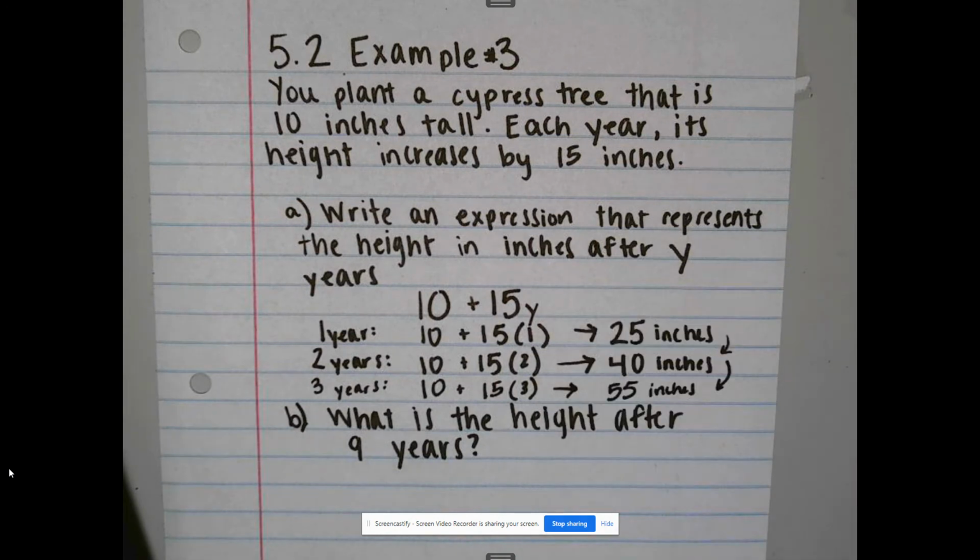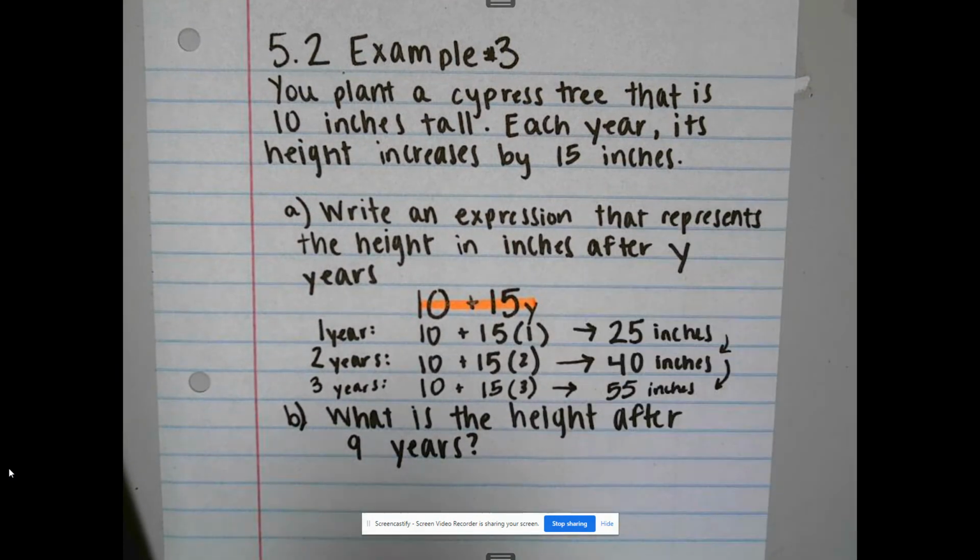So that would be our expression. Right here, I'm going to go ahead and highlight it. 10 plus 15y. And the y represents years. So once we have this, we can solve for any amount of years. It's asking us for 9 years, but we could do 5 years, we could do 15 years, we could do 100 years. Once we have that expression down, we are set.